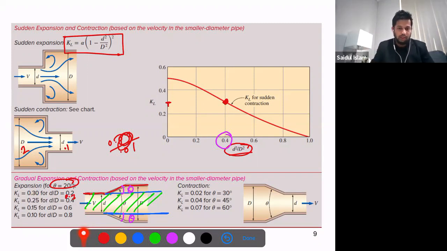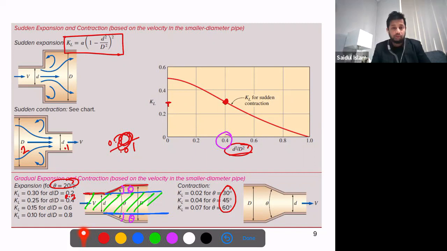The same thing here for the contractions, we have the data available from the literature for different angles, 30, 45, and 60. Now you can ask me, okay, we have all this information for angle theta equal 20 degree, but what happens if we get a question in the exam where it is 30, 40? Look, we will not provide you a question in the exam where the information is not available, okay? So do you think this is for the sudden expansion? This is for the sudden contraction? This is for the gradual expansion? This is for the gradual contractions? We are going to use all this information and solve problems in the exam.